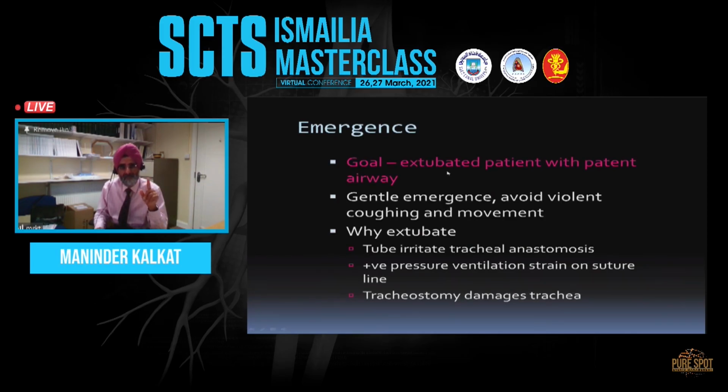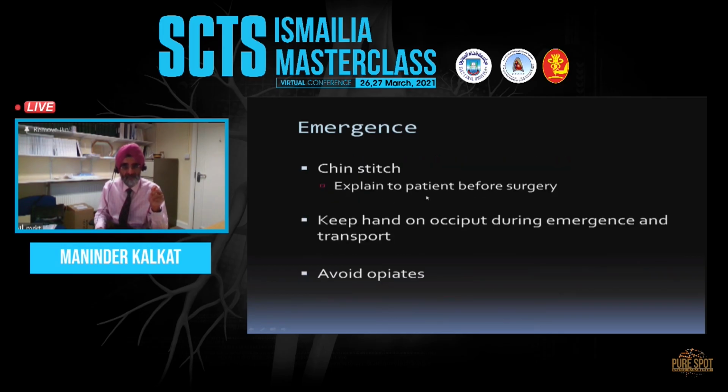Once you have done the operation, the most important bit is that you need an extubated patient with a patent airway. So gentle emergence, avoid violent coughing and movement, and then extubate. A lot of people ask this question again, but I think that is the best way to manage these patients, because the tube will irritate the anastomosis, and positive pressure ventilation is a strain on the suture line, so it's better out. Chin stitch: you must talk to the patient before you do that, because if the patient finds a chin stitch after the surgery and didn't know about it, he will not take it nicely.